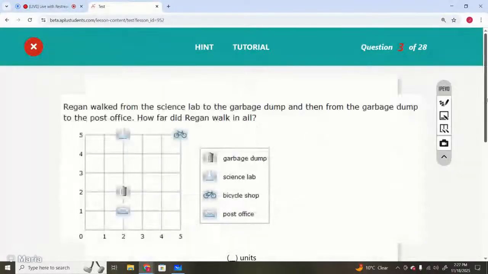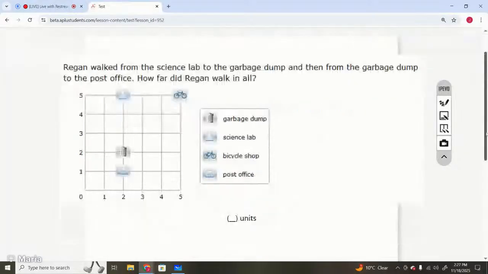Okay, the next one is: Reagan walked from the science lab to the garbage dump, then from the garbage dump to the post office. How far did Reagan walk in all?